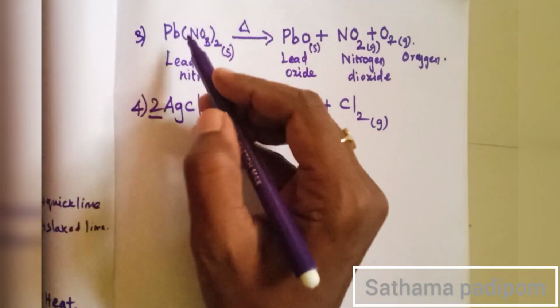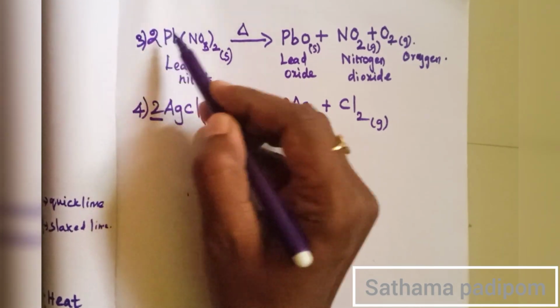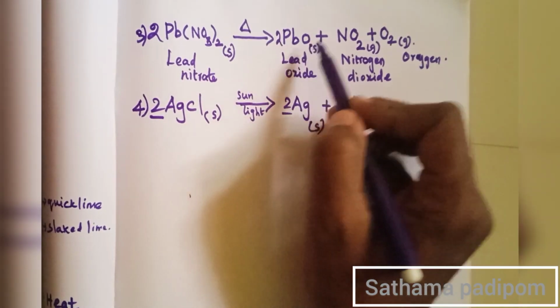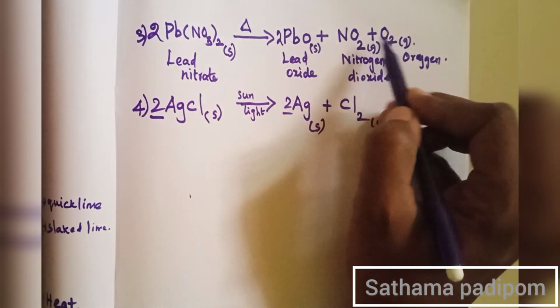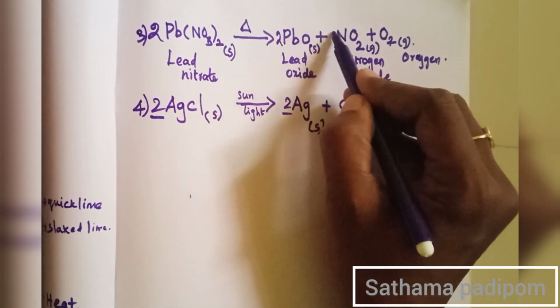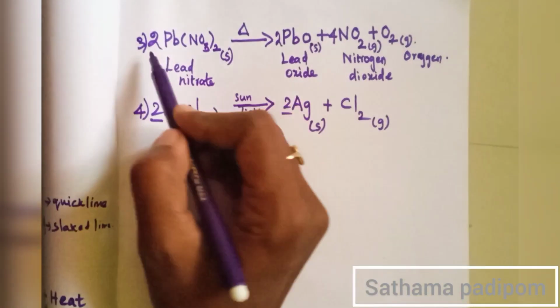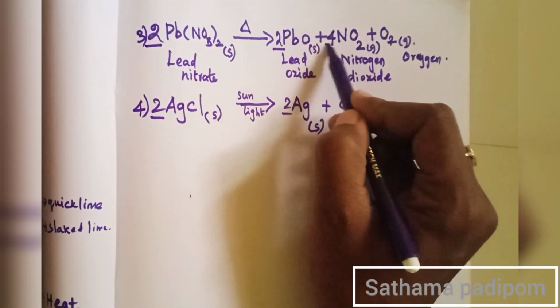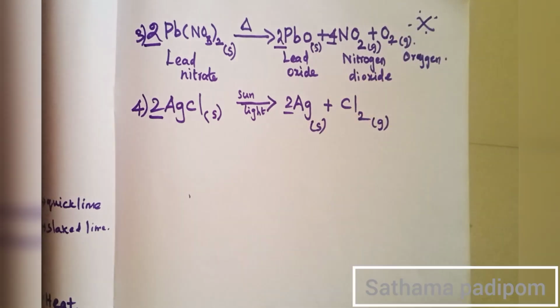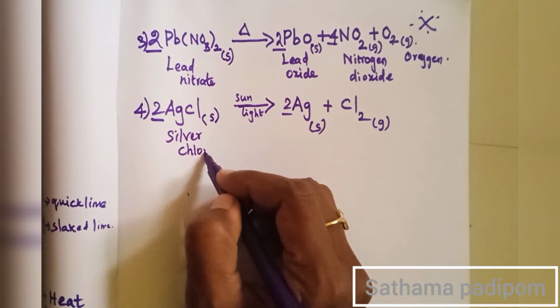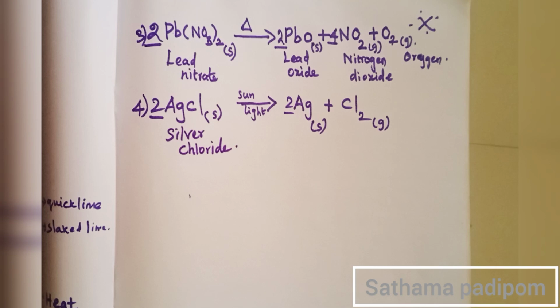Now I balance this equation: 2 lead nitrate, and here 2 PbO, lead oxide. So oxygen is balanced here: 2 plus 2 is 4, plus 2 is 6. Next, 4 nitrogen dioxide and oxygen gas. Okay, this is an important equation. Then this is the silver chloride, where we are getting silver as well as chlorine.